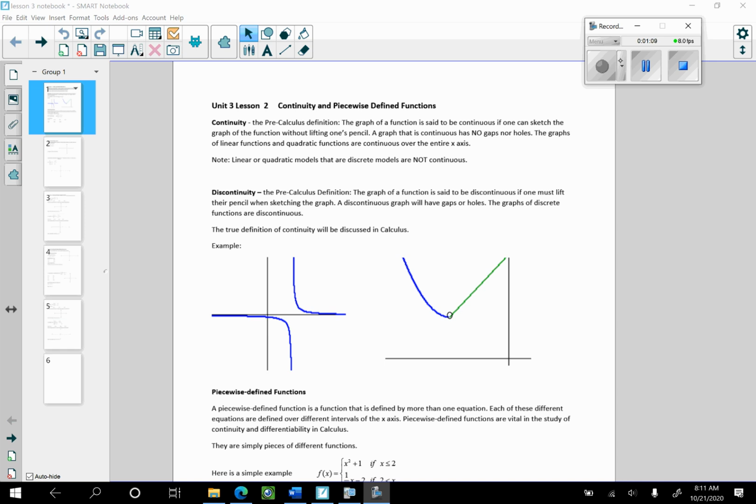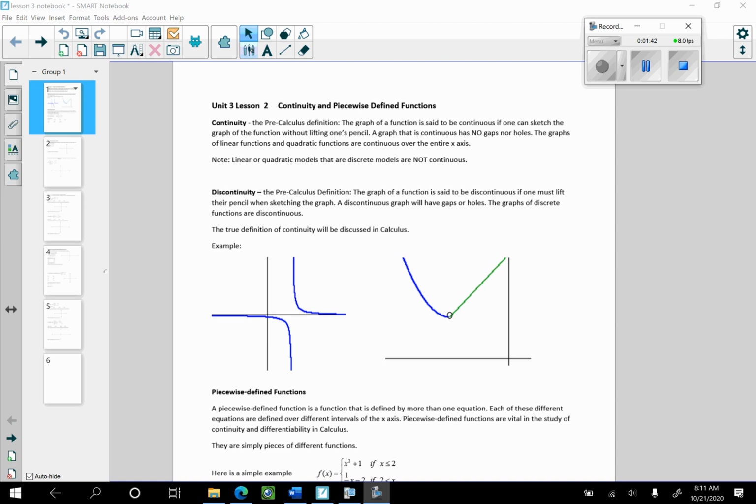The graphs of linear functions and quadratic functions, which we have studied thus far, are continuous over the entire x-axis. Linear or quadratic models that are discrete models are not continuous. We don't have to worry about that. We haven't talked about or looked at many discrete models. Linear functions and quadratic functions are continuous because I can sketch them without lifting my pencil.